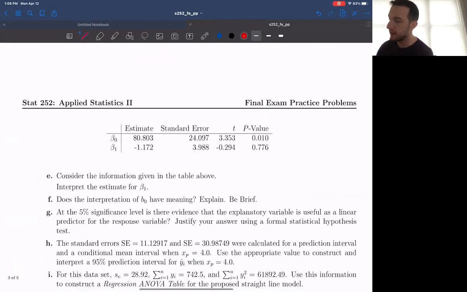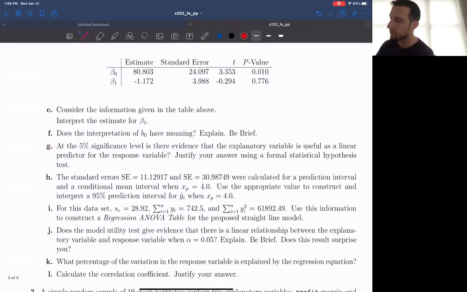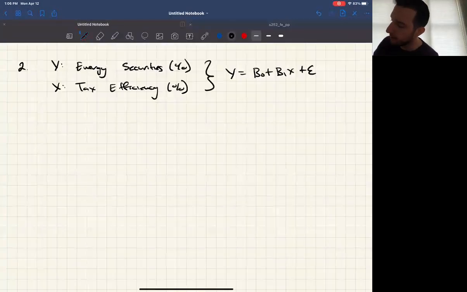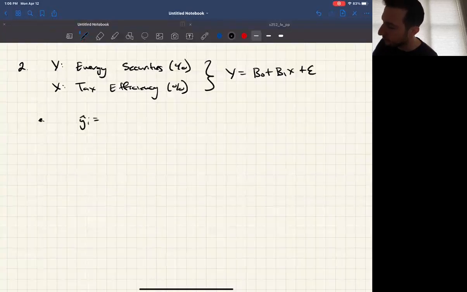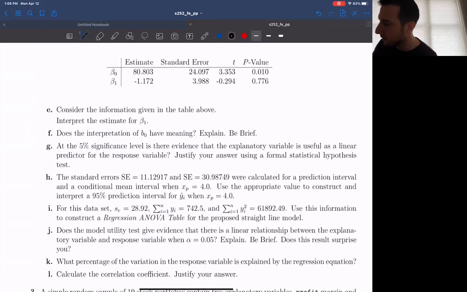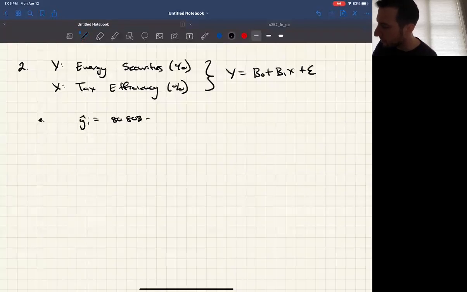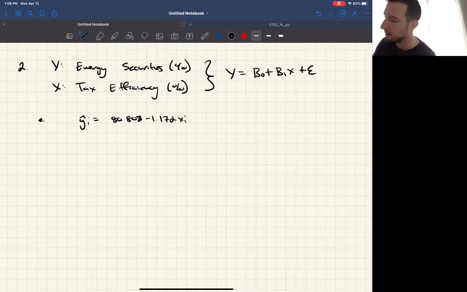But moving ahead to the question of interest. From E, we have a table that we can utilize to fit the model. So just for clarity here, the fitted model is going to be yi hat equals 80.803 minus 1.17 xi.